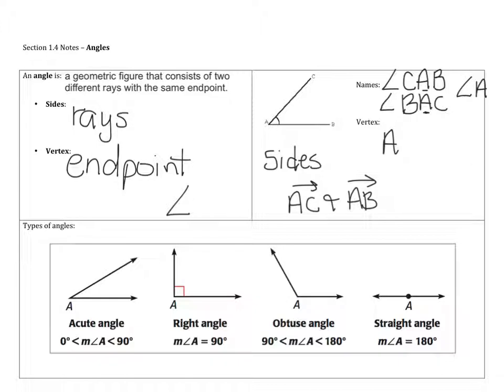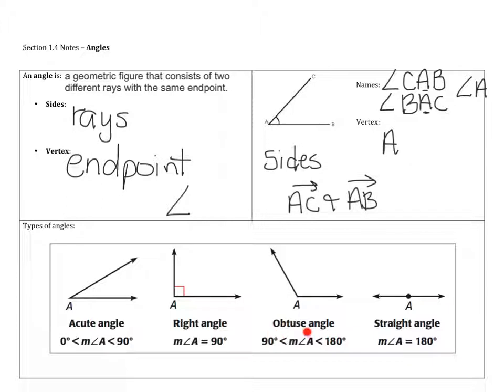These should be familiar to you. First, we have acute angles. Acute angles are greater than 0 but less than 90. Right angles are always exactly equal to 90 degrees. Notice this symbol in here, which is a little tiny box, to show on a diagram that that angle is equal to 90 degrees, that it's a right angle.